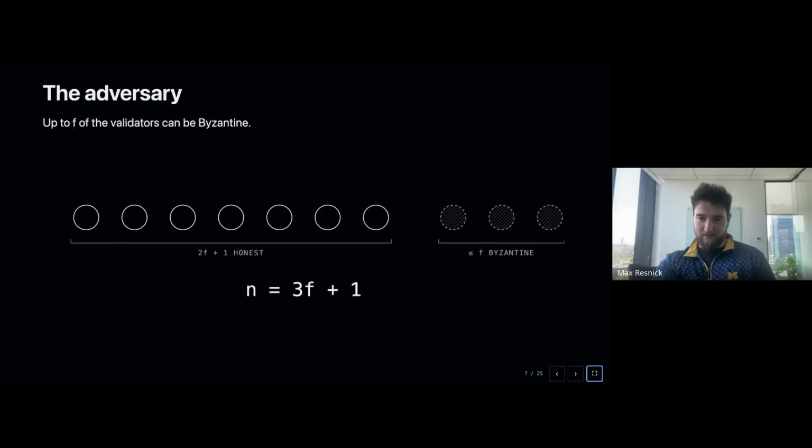The final thing in our model is the adversary. And we're going to use the simplest, most common one for Byzantine consensus, which is that we have 3f plus 1 nodes. So n is equal to 3f plus 1.